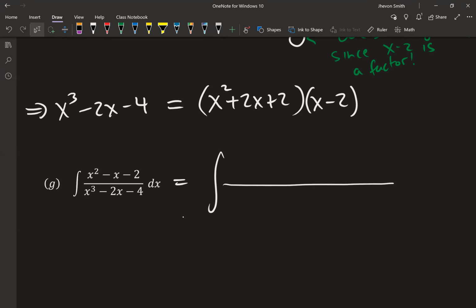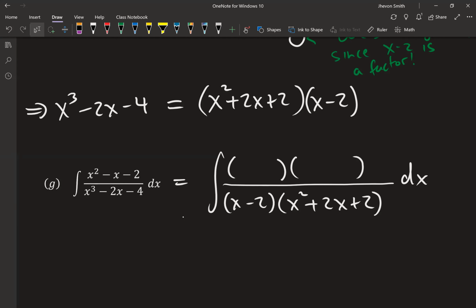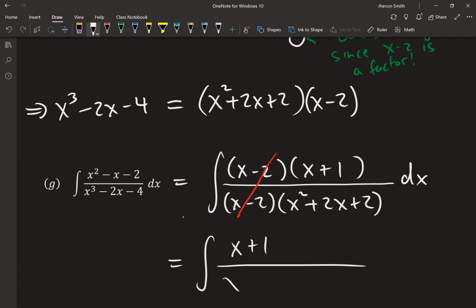Now I see how the denominator factors. It's x minus 2 times x squared plus 2x plus 2. The numerator is a quadratic, and that also factors. That's going to factor into x minus 2 times x plus 1. Now you're going to notice that these guys cancel. So you're going to get the integral of x plus 1 over x squared plus 2x plus 2.